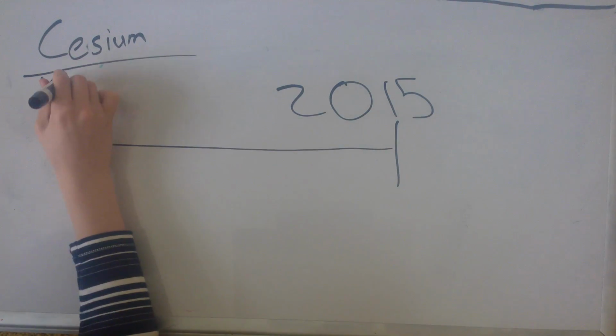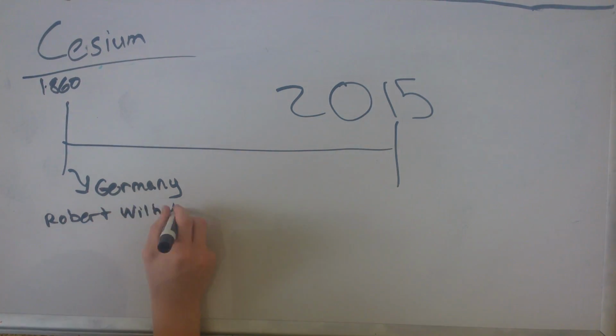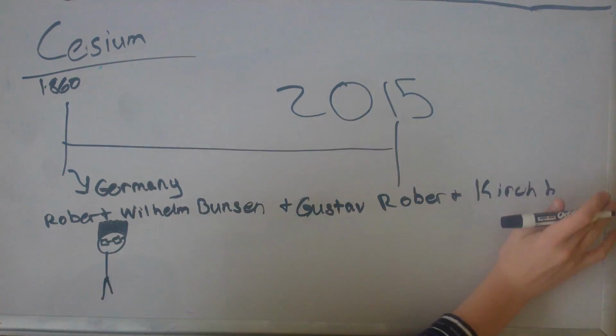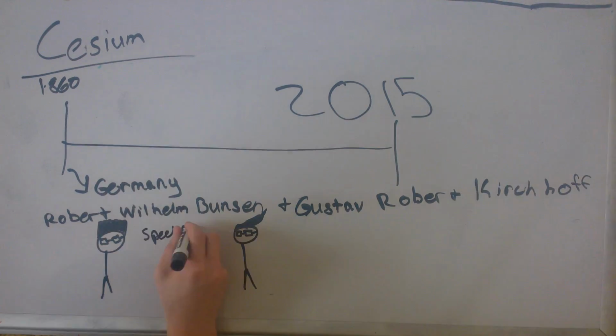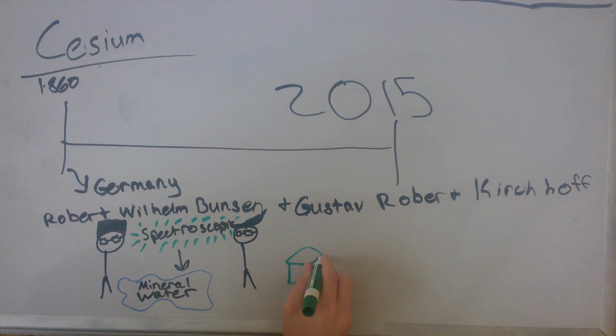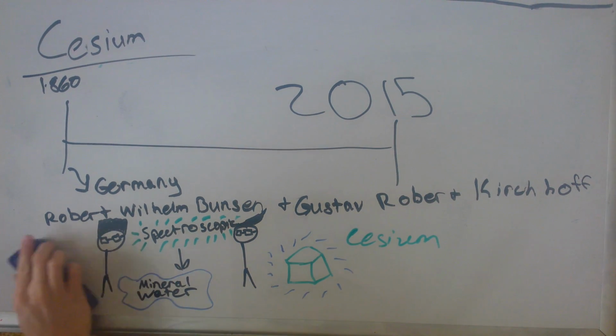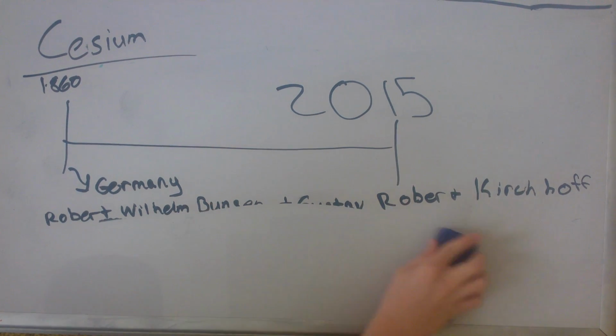Now, if we back up a few years, give or take, to 1860, we find ourselves in Germany in the company of German chemists Robert Wilhelm Bunsen and Gustav Robert Kirchhoff. Bunsen and Kirchhoff performed spectroscopic analyses of Dürkheim Mineralwasser, or mineral water for you English speakers. They named cesium after the blue lines they discovered in its spectrum, from Latin caesius, meaning sky blue.